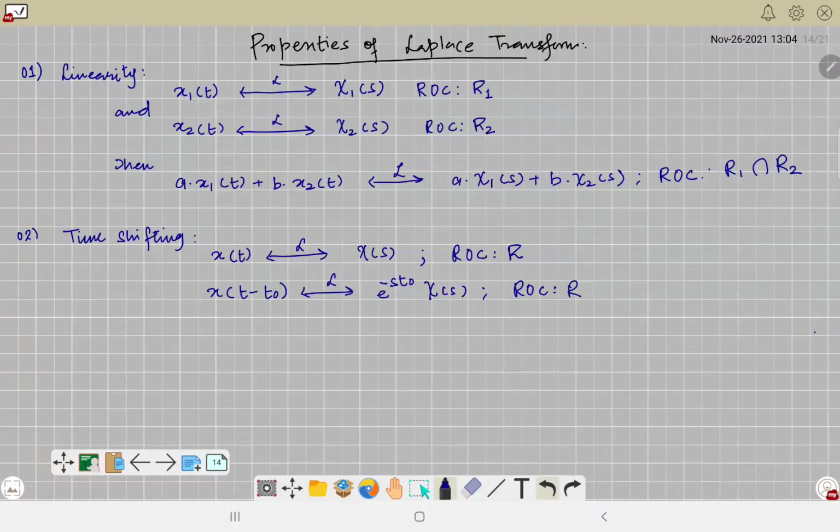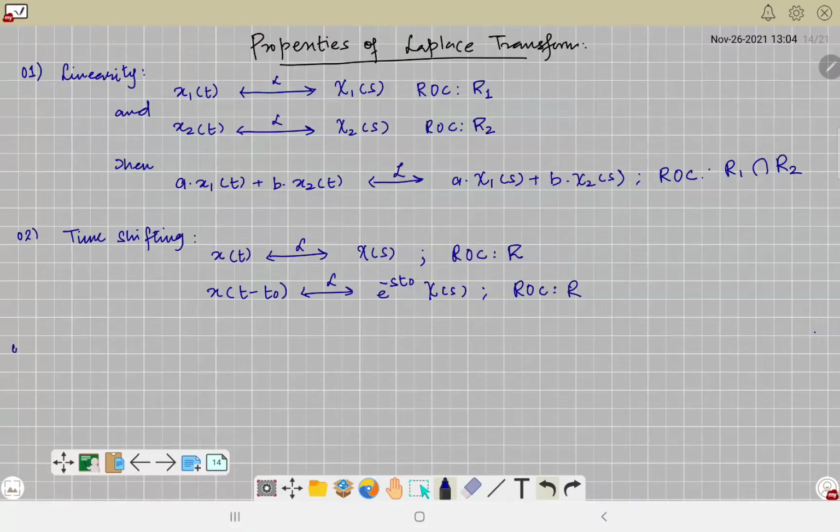You can easily prove it. We have proved it in Fourier transform. We have proved it in Fourier series. It is just about substitution, and you will end up at this relation. So I'm not going to spend time in proving this. You can just extend the proof that we used in the Fourier transform. Same kind of analysis, same substitution in this case also.